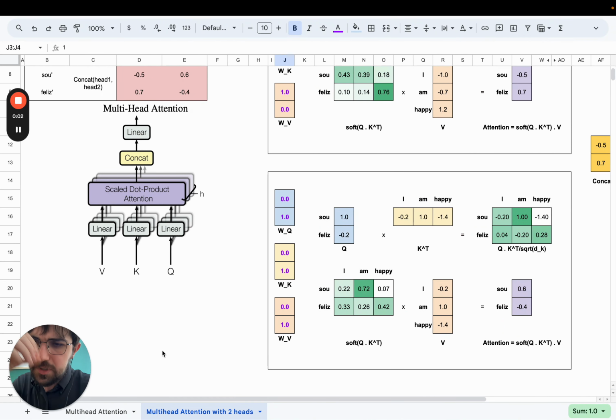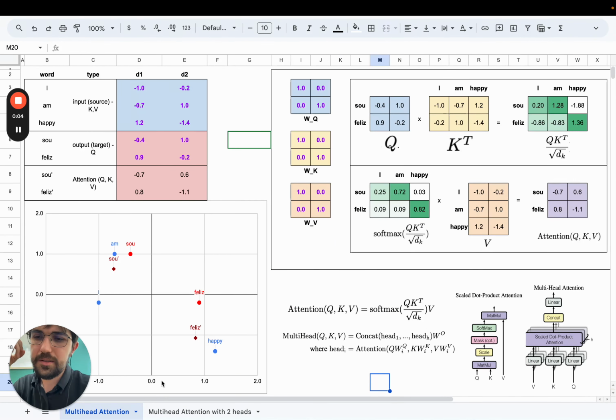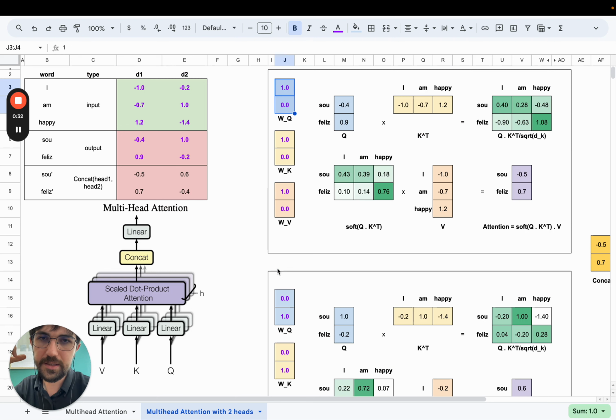So in this video, we are going to have an introduction or overview of the attention mechanism in transformers using spreadsheets. This is actually the end goal, and I want to cover this step by step. My goal is to cover multi-head attention with one head and also with two heads.